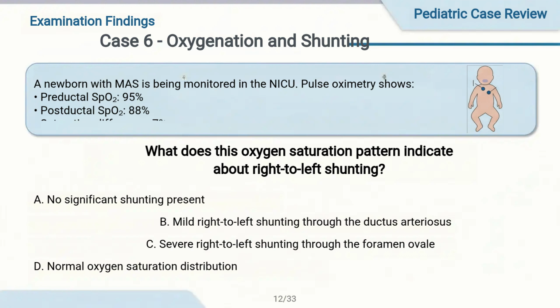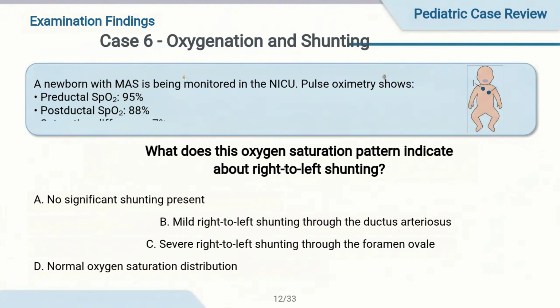Oxygenation and shunting. A newborn with Meconium Aspiration Syndrome is being monitored in the neonatal intensive care unit. Pulse oximetry shows a preductal oxygen saturation of 95%, a postductal oxygen saturation of 88%, and a saturation difference of 7%. The infant appears cyanotic around the mouth and has mild respiratory distress. What does this oxygen saturation pattern indicate about right to left shunting?